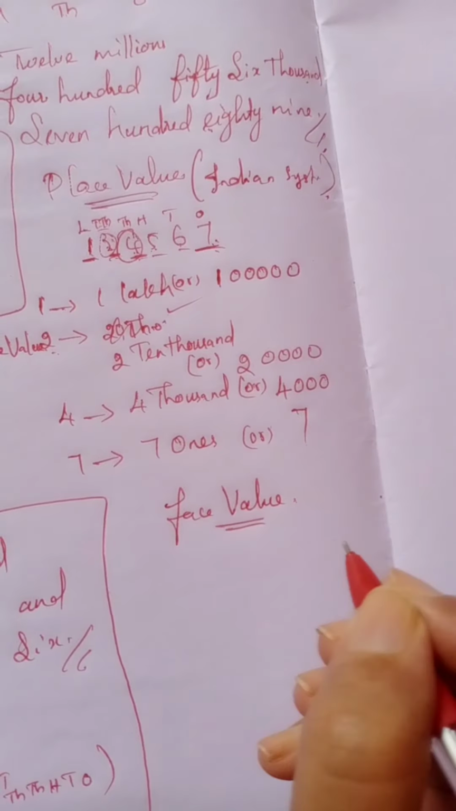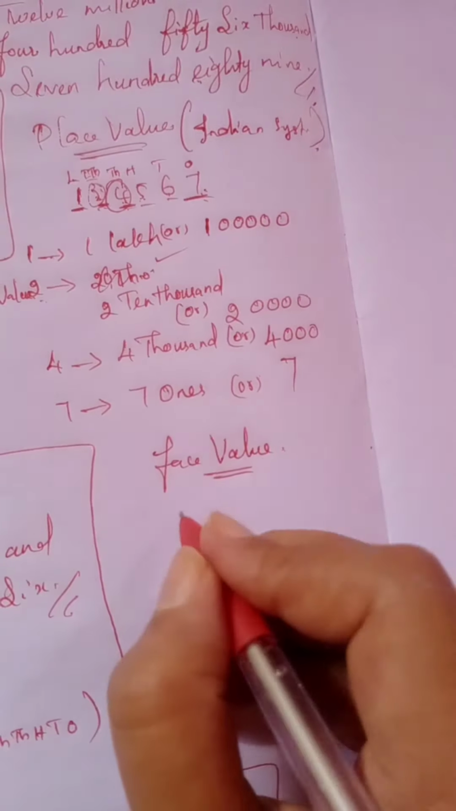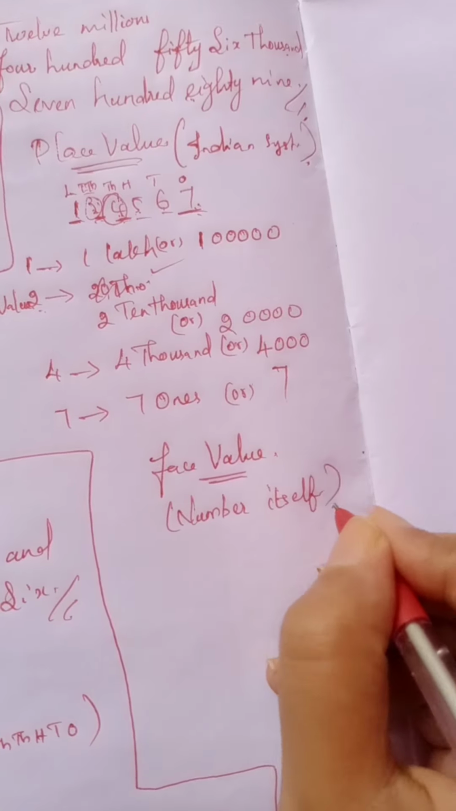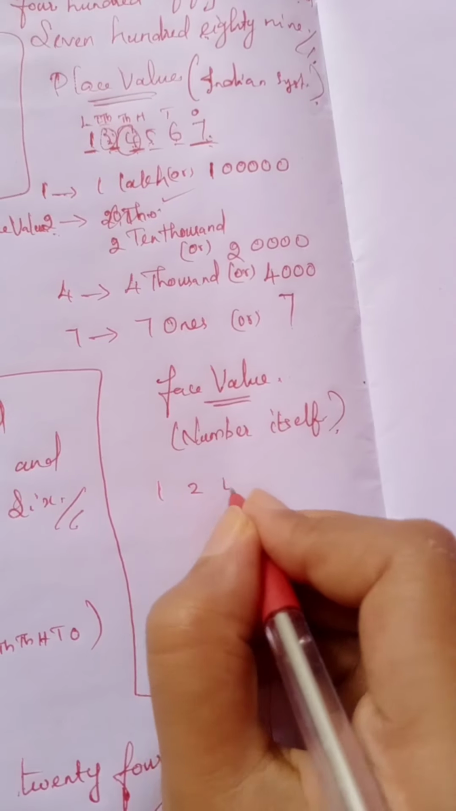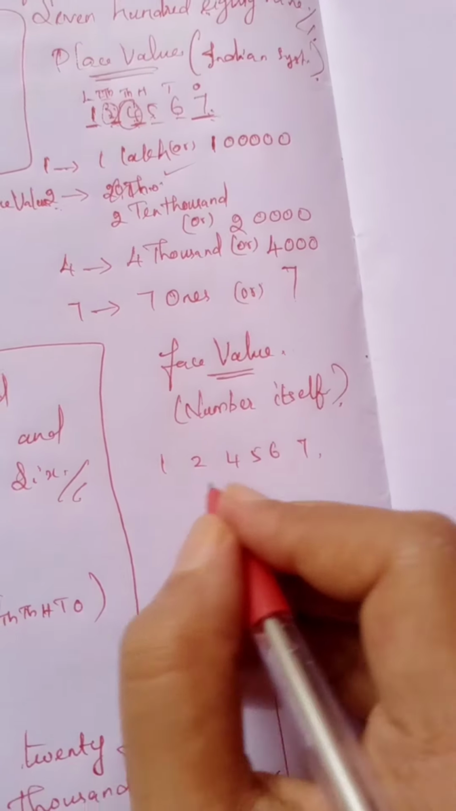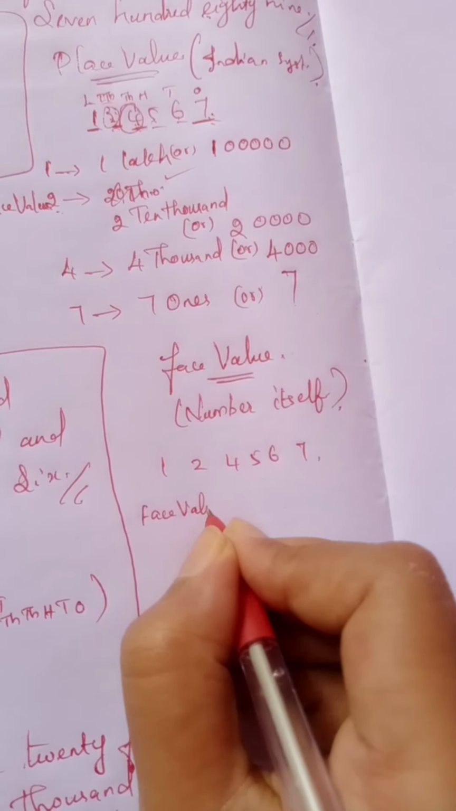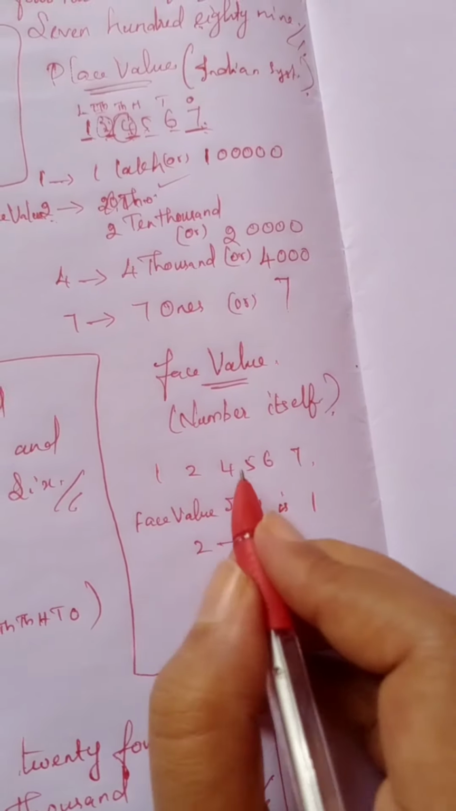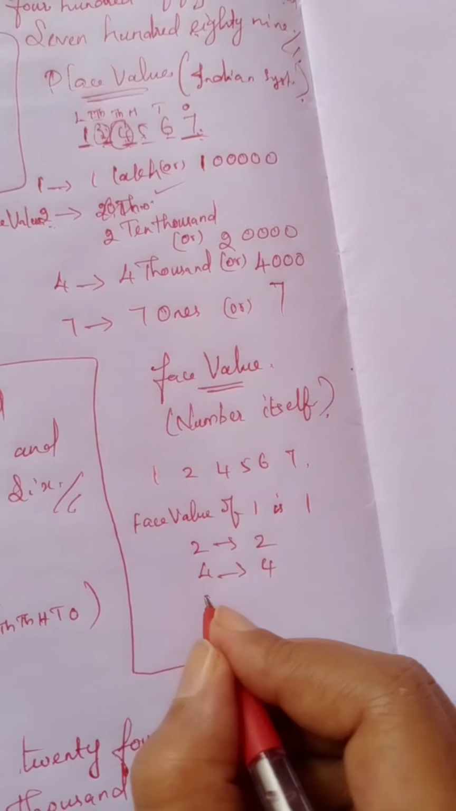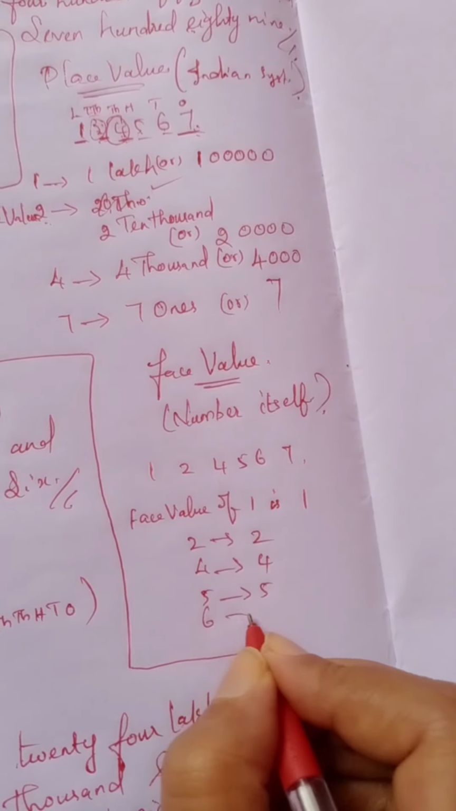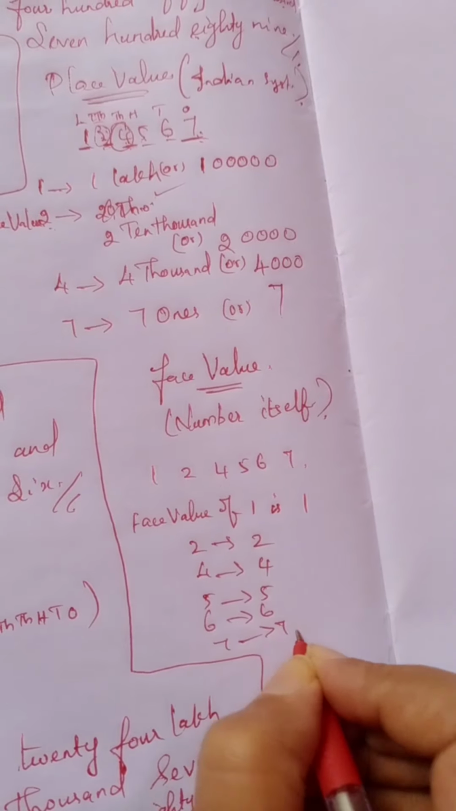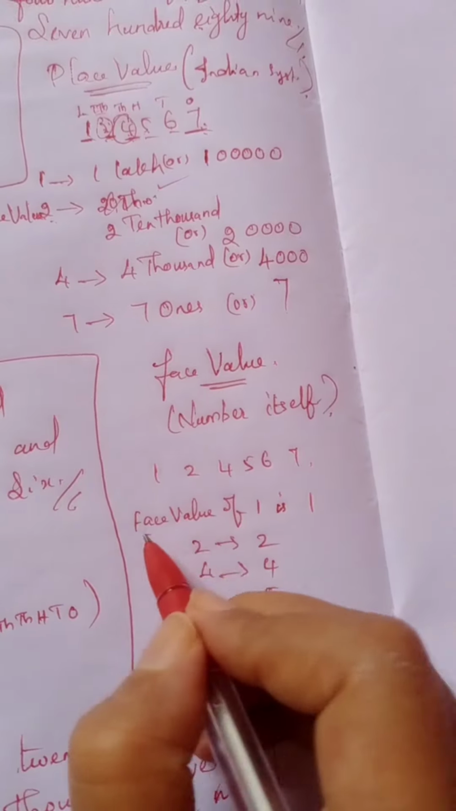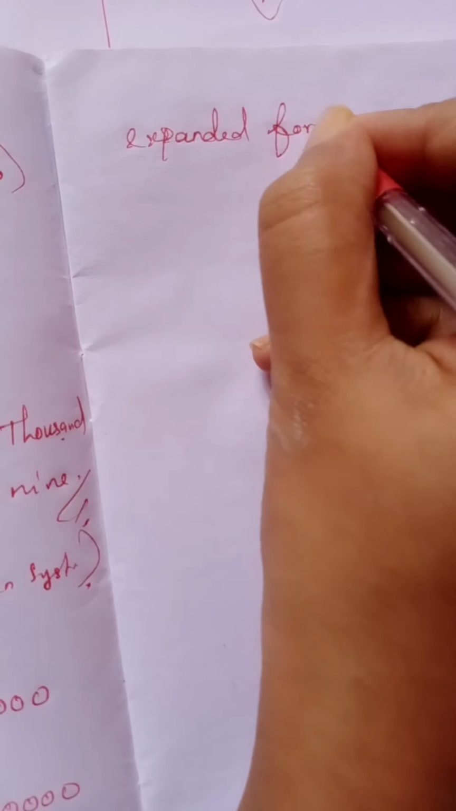Next, let's learn face value. So face value of the number is the number itself. Now say that example 1, 2, 4, 5, 6, 7. Now tell me what's the face value of 1? 1. Okay. Face value of 2? 2. Face value of 4? 4. Face value of 5? The number itself, which means 5. Face value of 6? 6. Face value of 7? 7. So students, face value of a number is the number itself. Let's go for the next topic, expanded form.